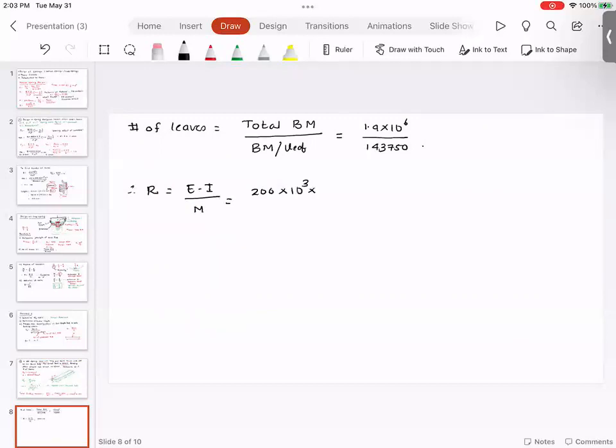times 75 × 10^3 by 12, divided by 143,750, which is 8 millimeter. Oh, 8 meters, sorry. So that is how a leaf spring would be designed.